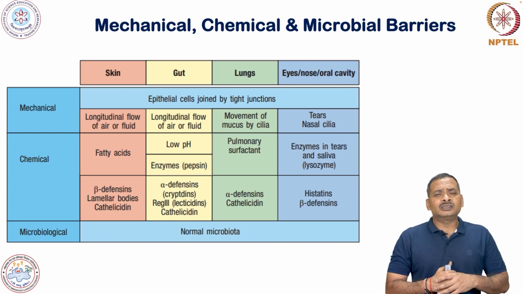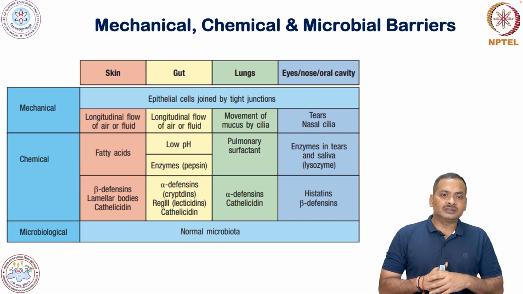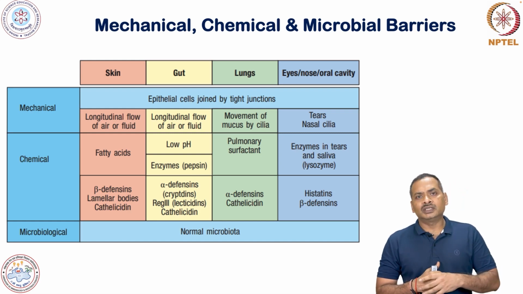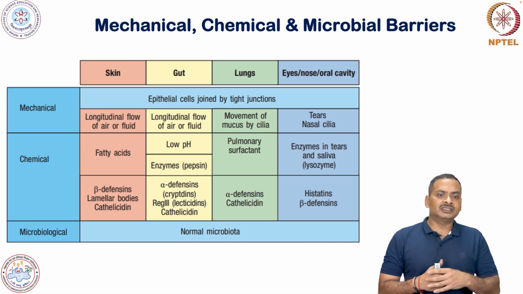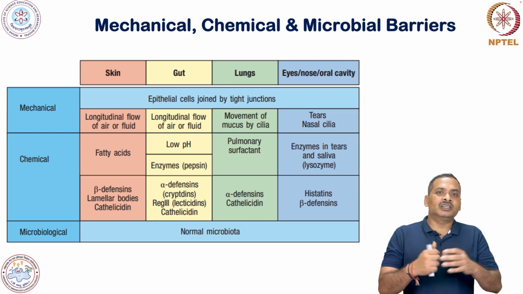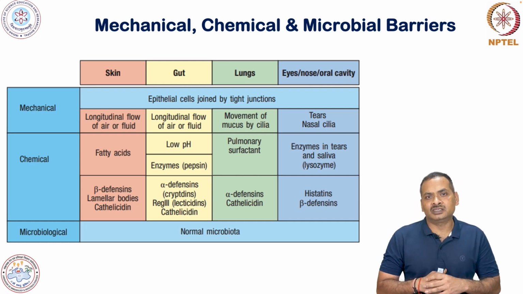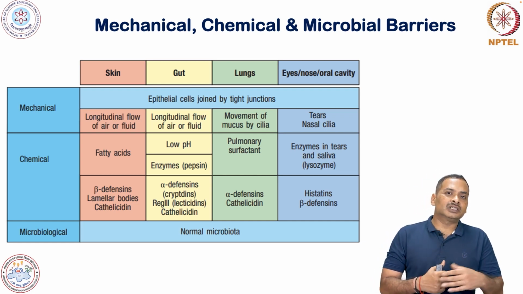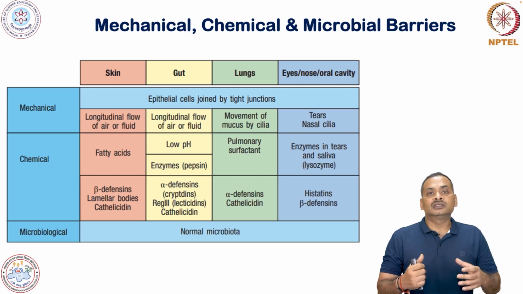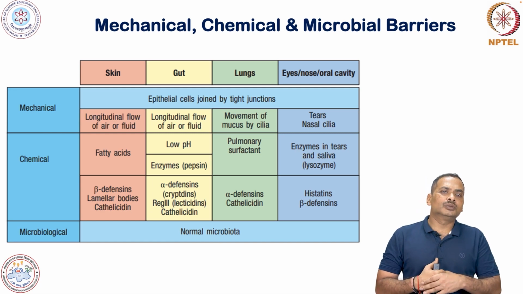In addition, there are some antimicrobial peptides like alpha defensin, which we call cryptdins, and RegIII, which we call lacticidine, and cathelicidin. All these antimicrobial peptides are also produced in the gut. There is a specialized cell, you will see in a subsequent session, which we call the Paneth cell. These cells produce these molecules and defend against microbial pathogens.